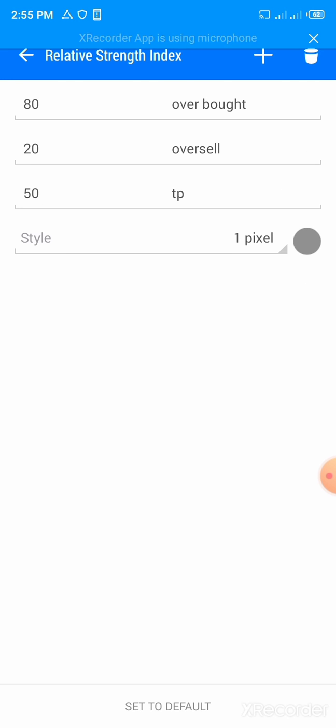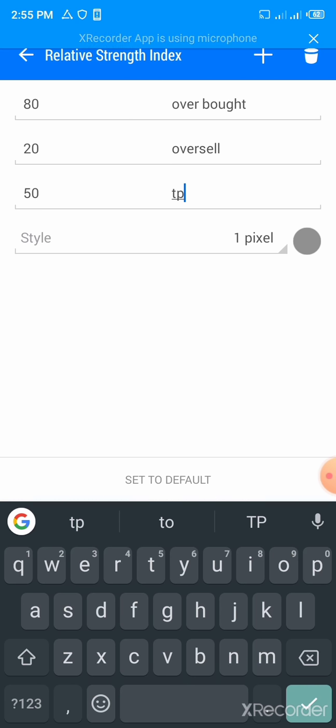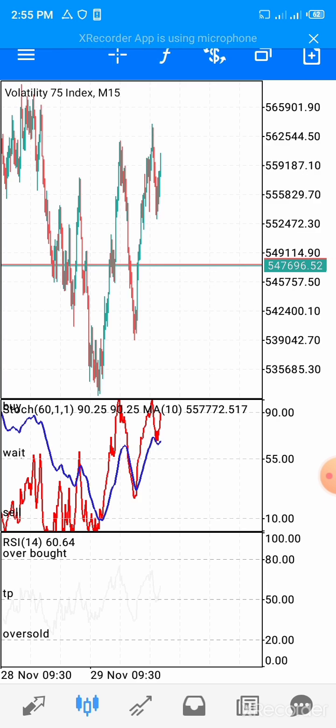Then for your levels, your 80 is overbought. You put 80 overbought. Your 20 is oversold, and your 50 is take profit. The style is 1 pixel and the color is gray. Go back, click done. You see something like this.